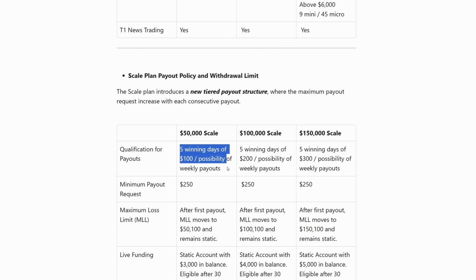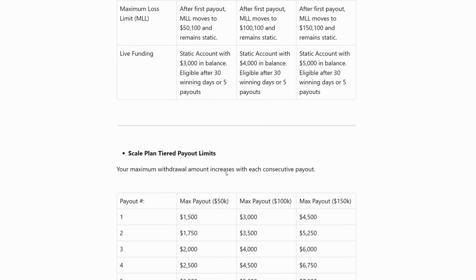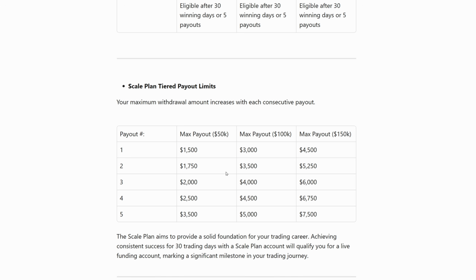But here's where it starts to get a little bit different. If we scroll down here real quick and we look at the maximum payout amount, your first payout in the 50K account, instead of $1,000, you can actually take out $1,500, assuming you've been able to accrue at least $1,500 of profit in that account. The second payout, they allow you to take out an additional $250. So in the second payout, you can take out $1,750. On the third payout, you're eligible to take out $2,000. The next one would be $2,500. And then the fifth payout, you're eligible to take out up to $3,500.